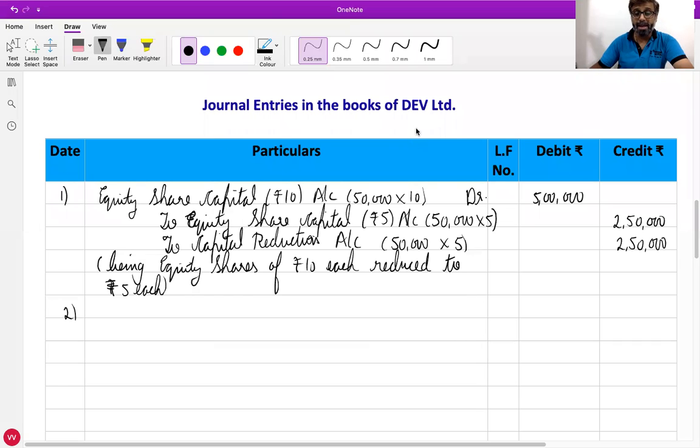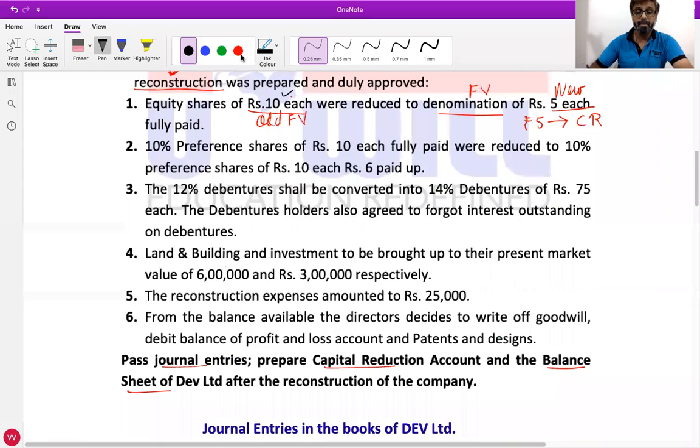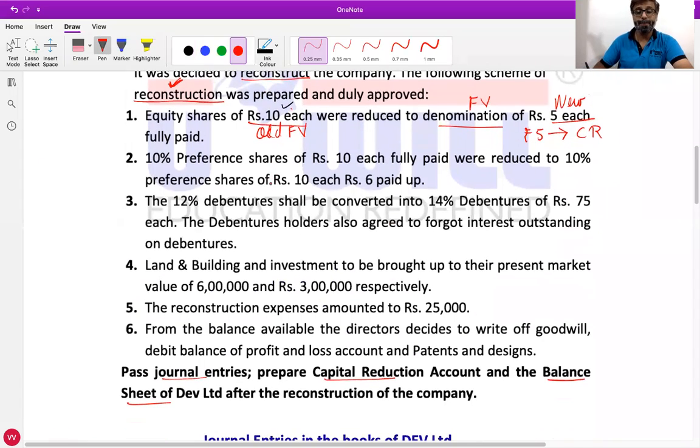Vaidehi Shah from Kareli Bagh, unmute yourself. Yes, sir. Read the second adjustment. 10% preference shares of 10 each fully paid were reduced to 10% preference shares of 10 each, Rupees 6 paid up. What is 10? 10 is the old face value, fully paid up. And again, what is 10? Face value. So is the face value changed or not?